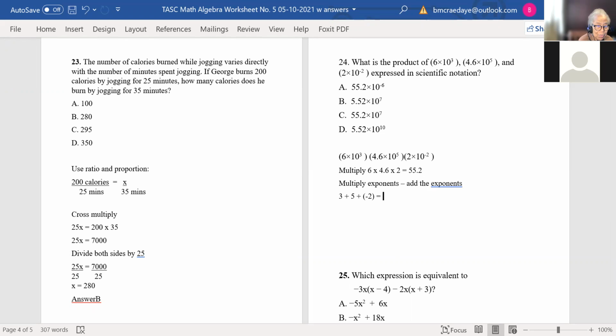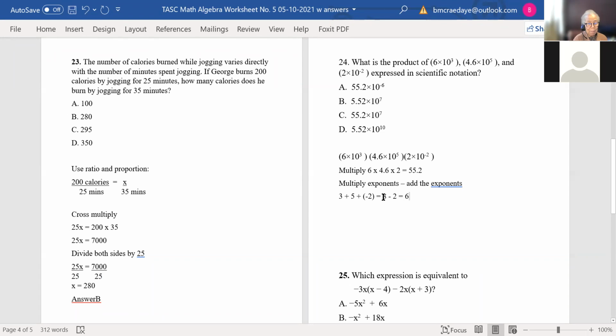Minus 2. 3 plus 5 is 8, and then a minus 2. 8 and a minus 2, what is that equal to, Maureen? You subtract. It's a 6. That's right, a positive 6, because you have more plus than negative.